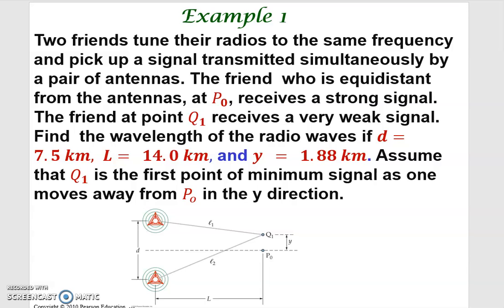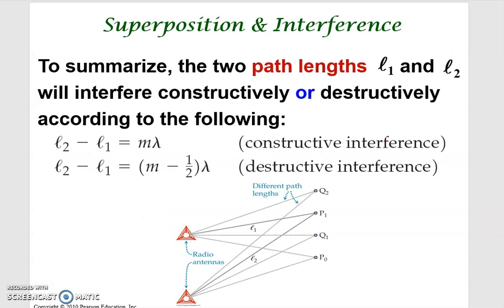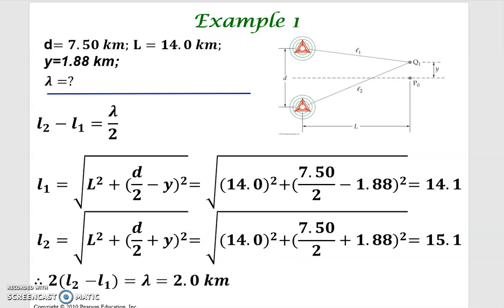So how do we find the wavelength? We have to refresh our memory. This is the definition for the constructive and destructive ones. So therefore, we know that for destructive interference, the path length difference is half of the integers. So this is the destructive one. We want to calculate the wavelength, which means we have to calculate the path lengths L2 and L1 to the position Q1. Agree? So we have to find out L1 and L2.